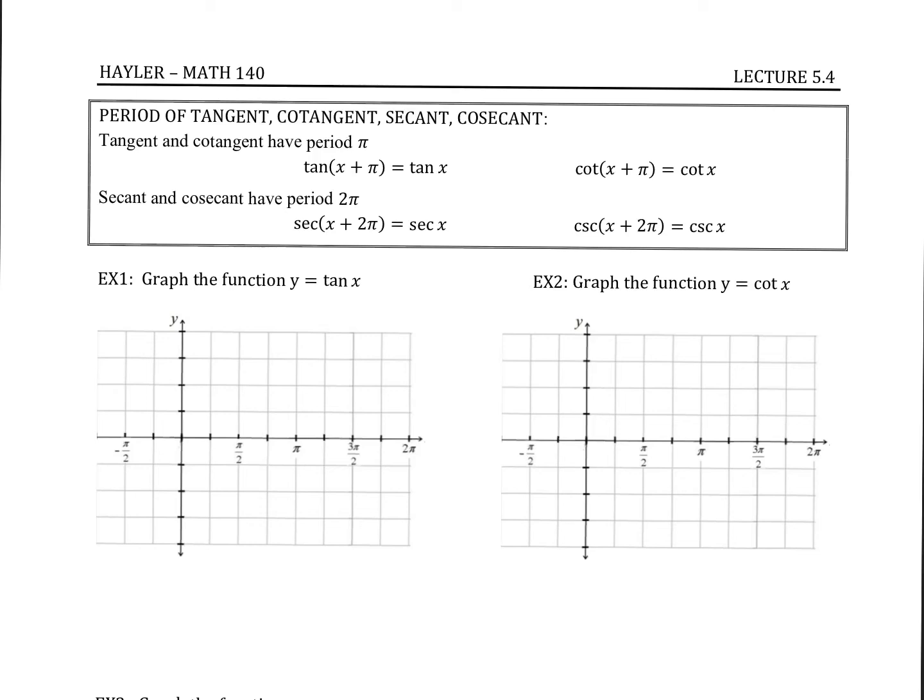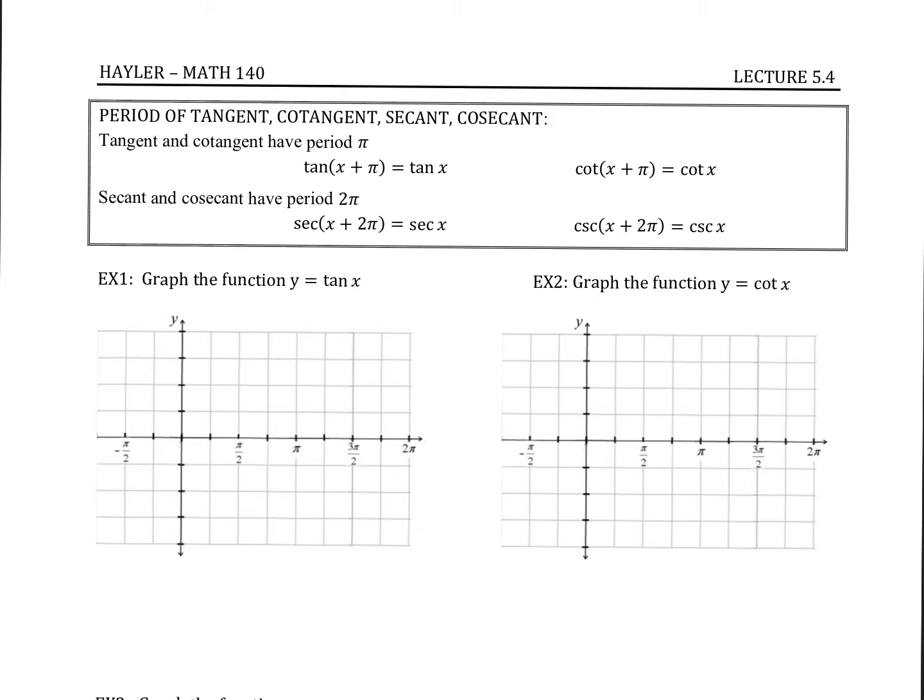Welcome to lecture 5.4. What we're going to be looking at for lecture 5.4 is graphing the other functions instead of sine and cosine. Now we're going to graph the other four functions, and the other four functions are tangent, cotangent, secant, and cosecant.